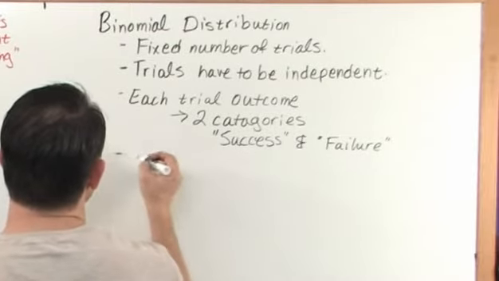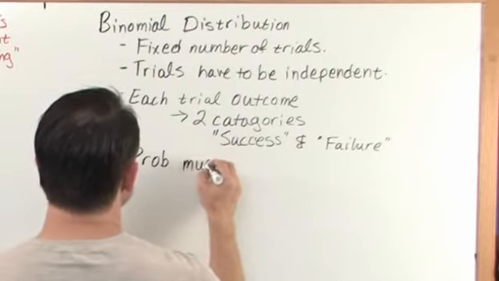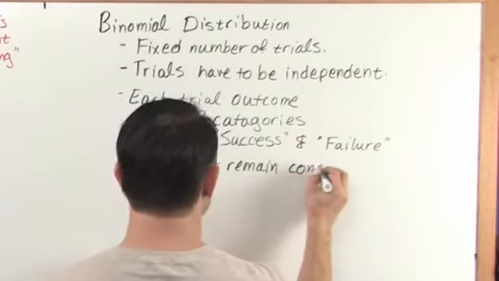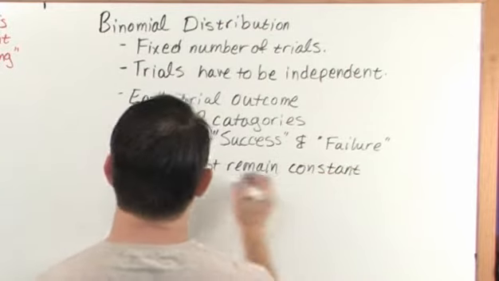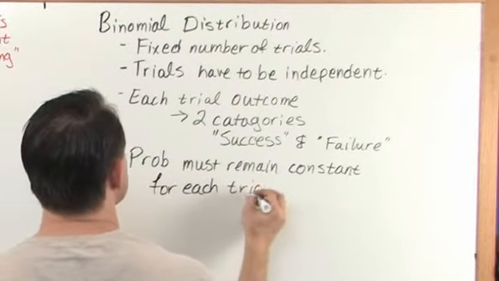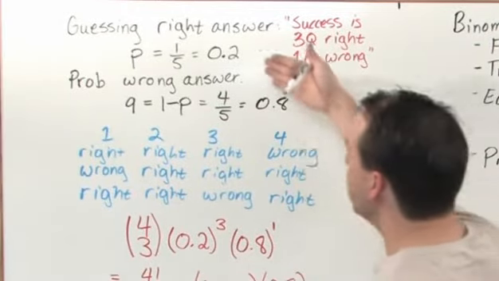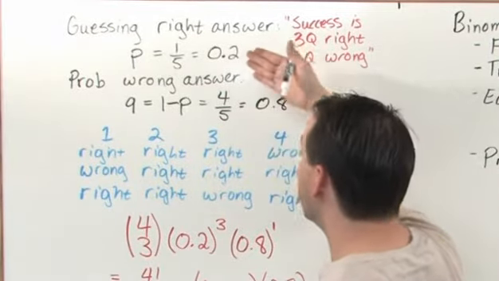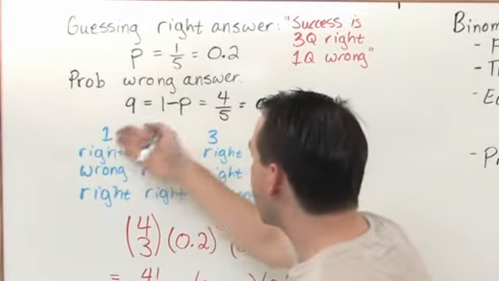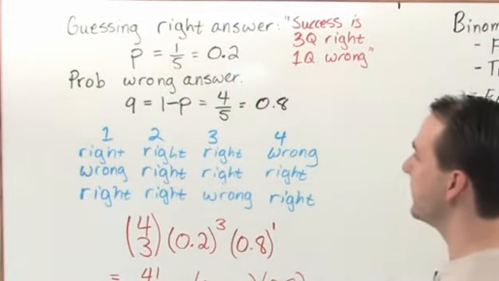And then the final thing that you usually see is that the probabilities must remain constant for each trial. Okay, and that's exactly what happened here. We know when we're guessing on a test that the probability of success, of getting a right answer, let's say, is 0.2. And that's going to be the same probability as I go question to question. If I go Monday, Wednesday, Friday, if I go question to question, the probabilities here are going to be the same. They're never going to change.